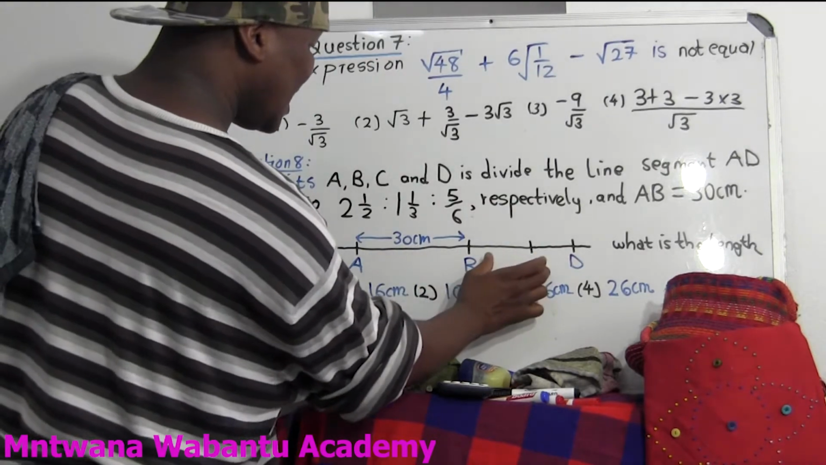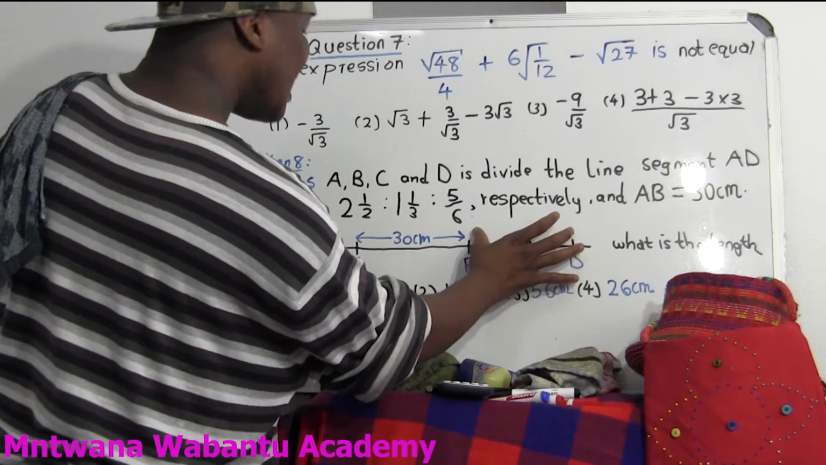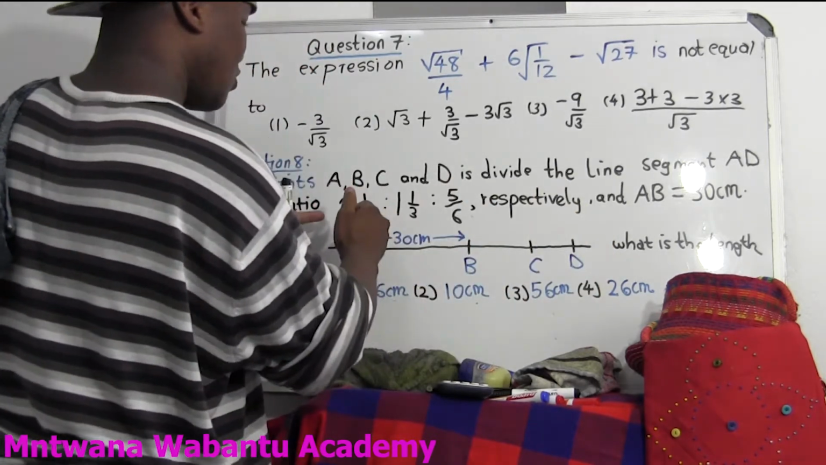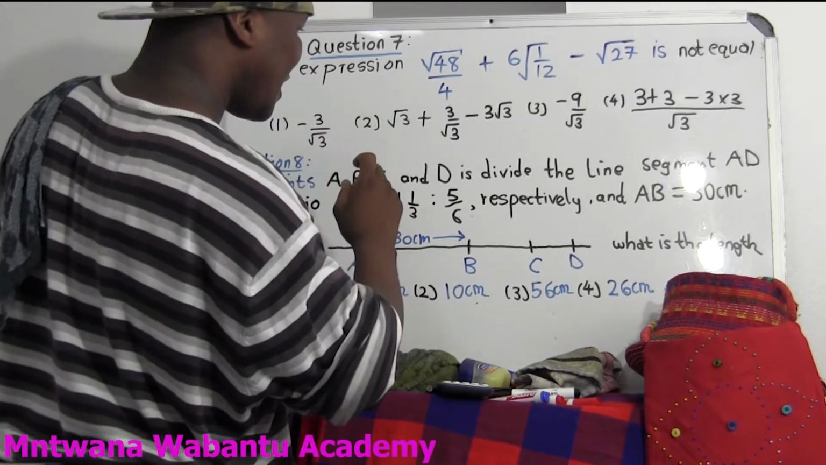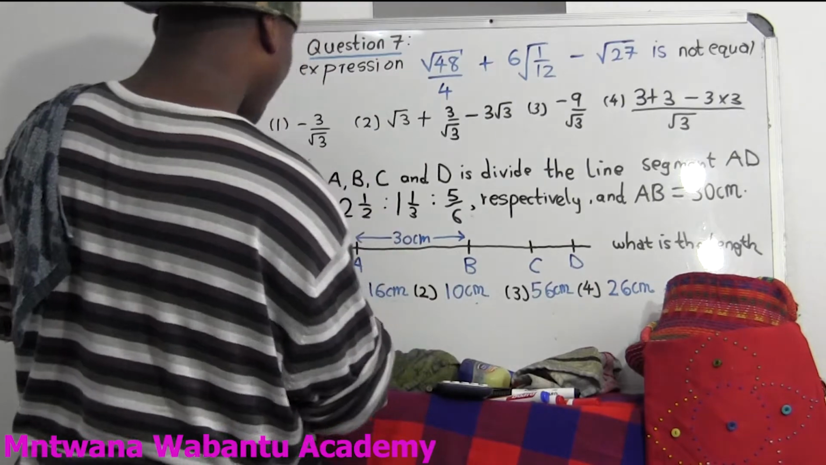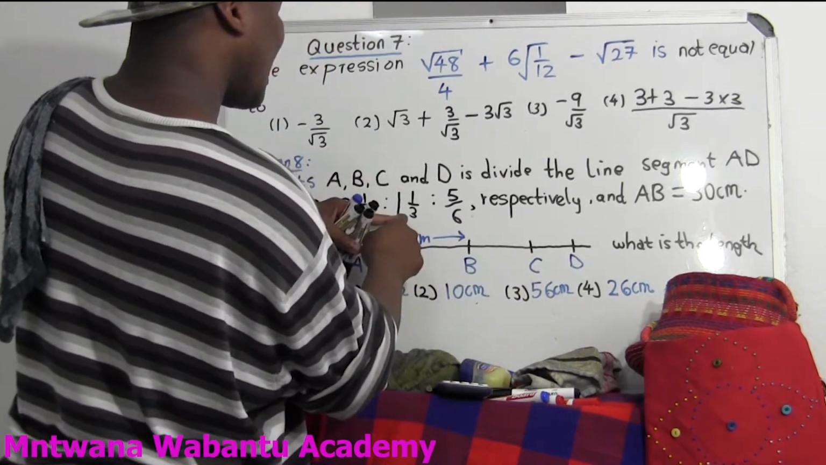I need the length of BD, B to D, divided by the total of all this ratio. You see what I'm saying? I need the ratio of BD. What is the length of BD? I need a ratio of BD. What is the ratio of BD?